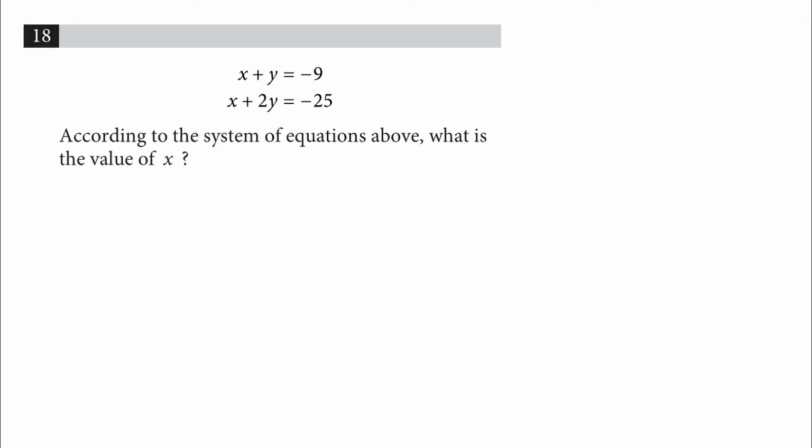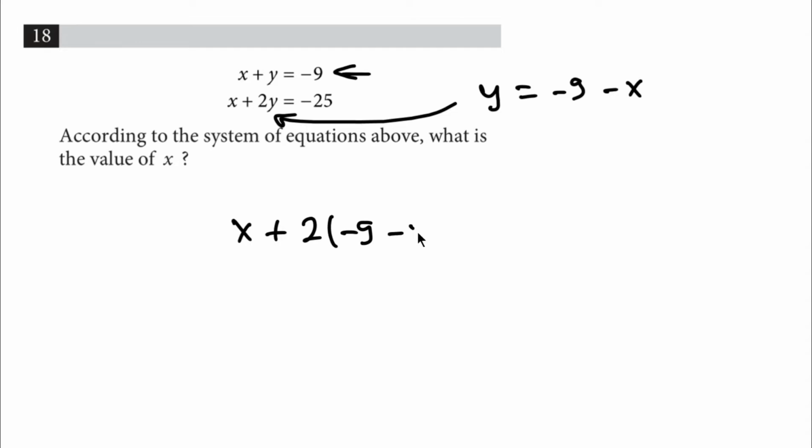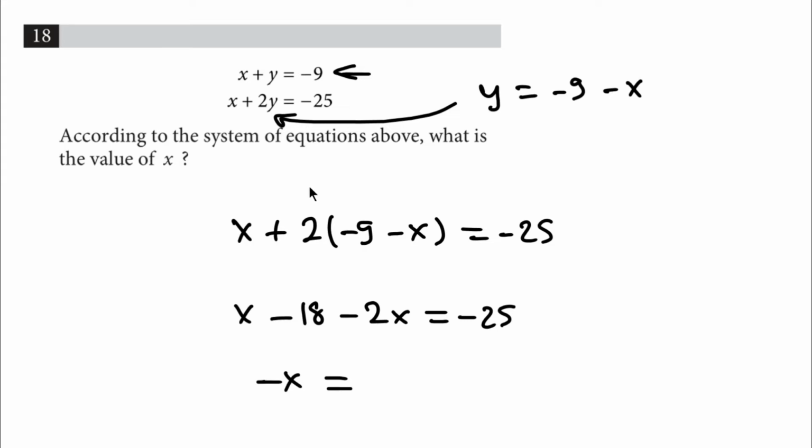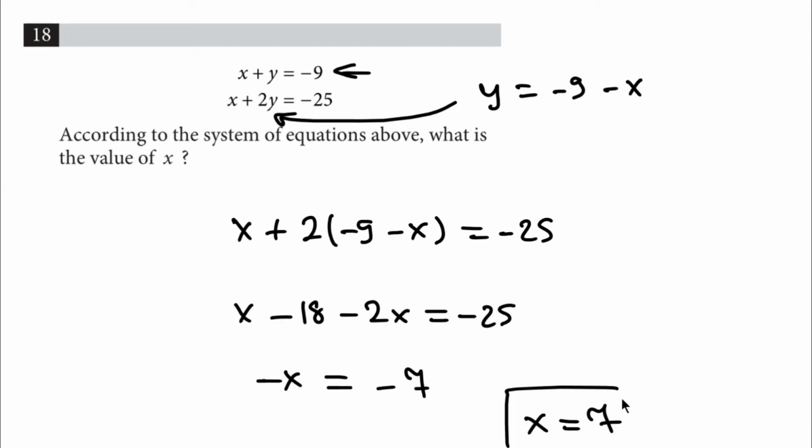Let's move to the next question. It is asking us to find the value of x. Now the way we can easily do this is we can solve for y on the top equation. Y is equal to negative 9 minus x. Now let's plug this y right here. X plus 2 times negative 9 minus x is equal to negative 25. Let's open up the parentheses. X minus 18 minus 2x is equal to negative 25. Negative x is equal to negative 25 plus 18, which gives me negative 7. Therefore, x is equal to 7. So this is the correct answer.